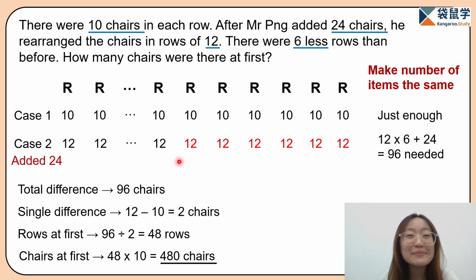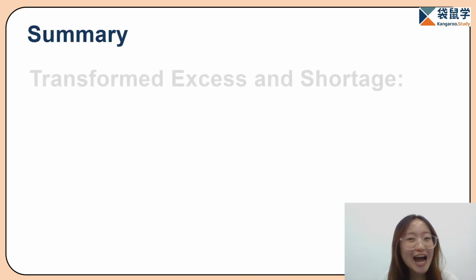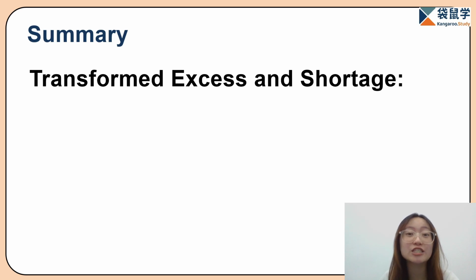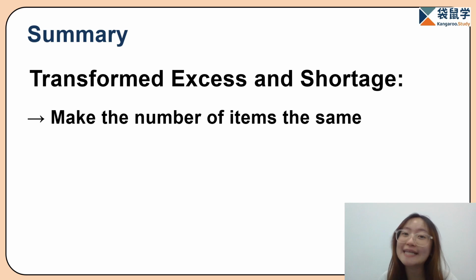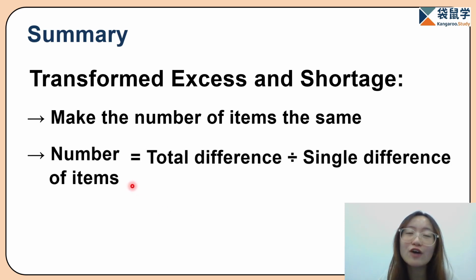Okay, now let's summarize this question together. So for this transformed excess and shortage question, what we can do is make the number of items the same in order to make it an excess and shortage question. And then we can apply the formula to find the number of items by taking the total difference divided by the single difference. And that is all for this question.